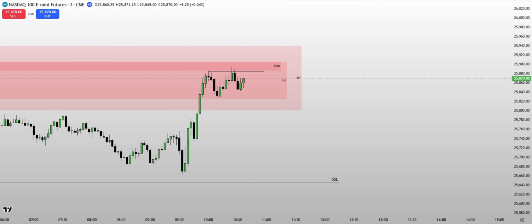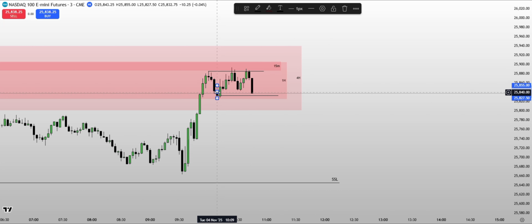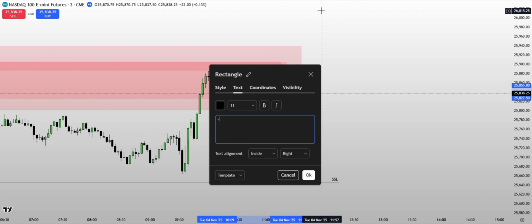Internal sweep there. So we could go from internal range liquidity to external range liquidity, all from the power of fair value gaps. And what do we have here now? Well, if you pay attention, we have this here. If price breaks below here, we have a change in the state of delivery, as well as a breaker right here.